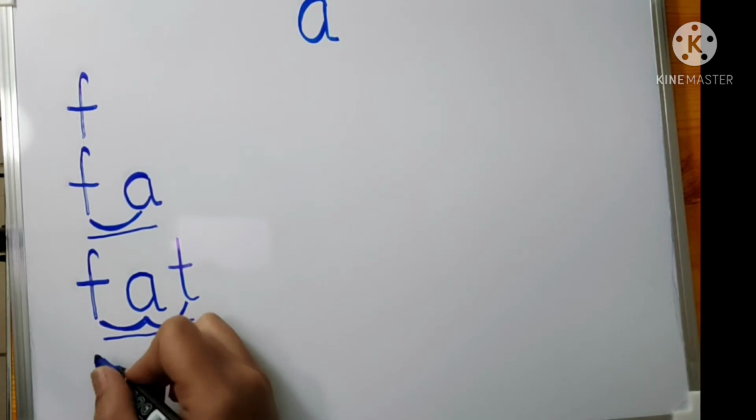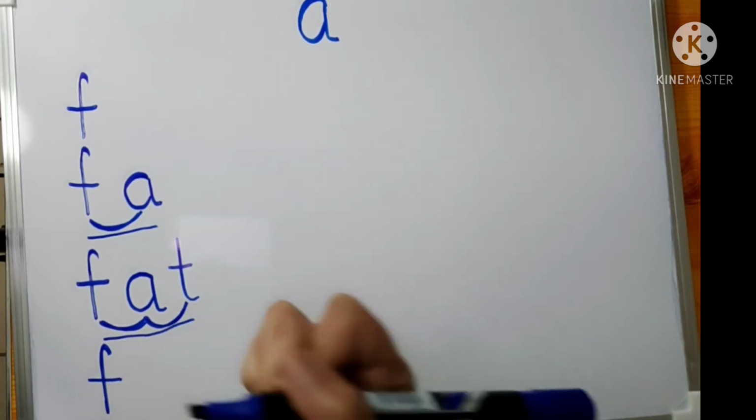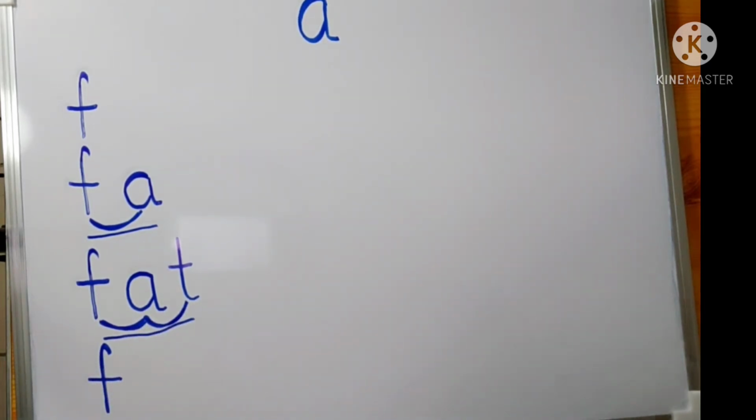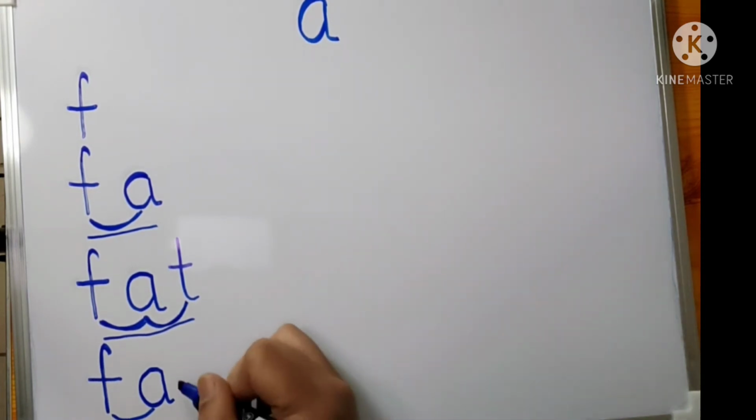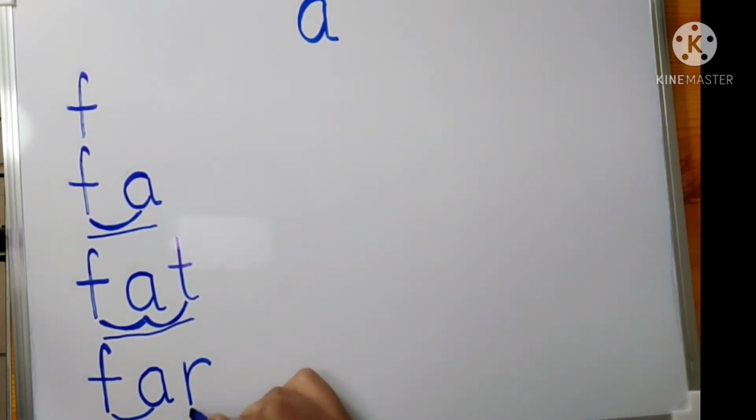Another one. We add a, and f and a makes fa. We add a consonant. The sound is r. F and a makes fa. Let's add r. Far.